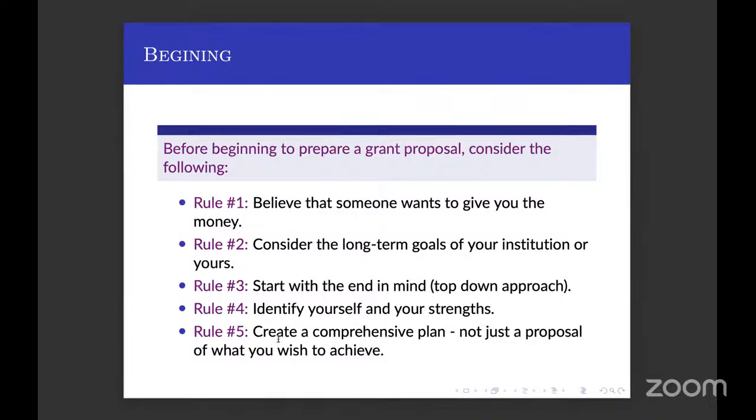That is very important. Create a comprehensive plan, not just a proposal of what you wish to achieve. For example, if I am trying to make a building or home for my residents, I should know how many rooms I need, how much area I should have, and how much money I have. Based on that, I'll plan it. Similarly, for writing a proposal, you should see what is going to be the end of the project. These are the things we should focus on while starting to write the proposal.